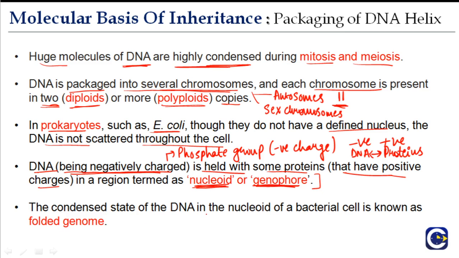The condensed state of DNA in the nucleoid of a bacterial cell is known as the folded genome. So DNA is packaged into several chromosomes, because it is very long and needs less space. Therefore, it is condensed to form several chromosomes. In humans, it is generally diploid, or it can also be polyploid. And in prokaryotes, although they do not have a defined nucleus, the DNA is still not scattered. So packaging of DNA takes place even in prokaryotes. And DNA is negatively charged.